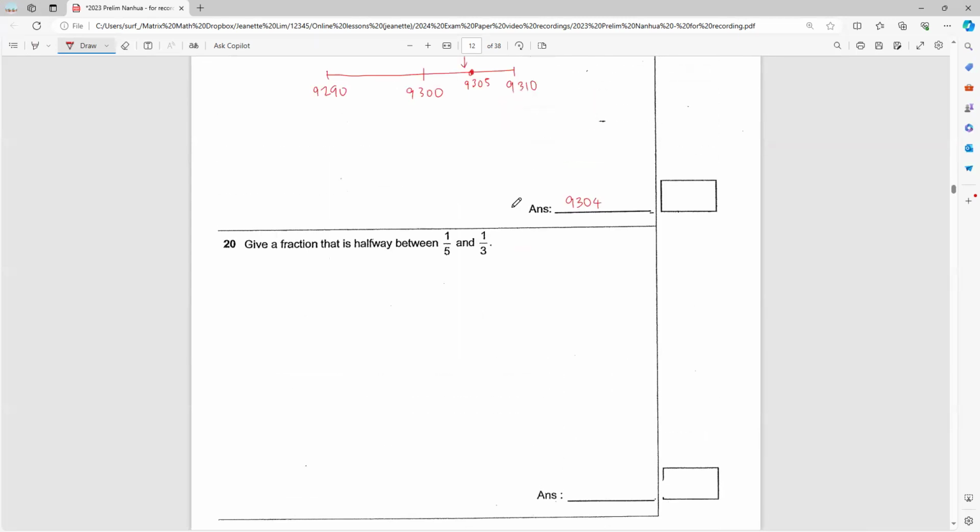Okay, next, give a fraction that's halfway between 1/5 and 1/3. So if this is 1/5 and this is 1/3, you want something in between. You can change both to the same denominator first, which is 15. So this is 3 over 15, and this is 5 over 15. Find something that's in between 3 and 5, which is 4, right? So 4 over 15.